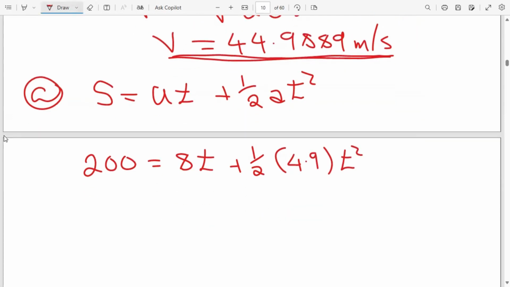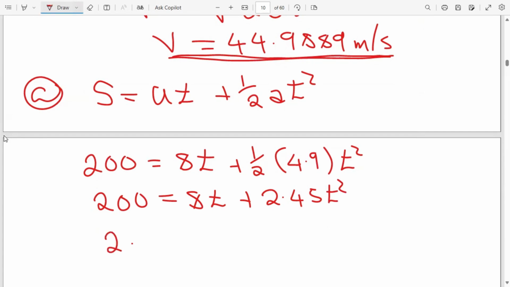This is going to give us 200 being equal to 8t plus 2.45 t squared. So we can take the 200 to the other side of the equation, and it's going to become negative, and I'm going to have 2.45 t squared plus 8t minus 200 equal to 0.